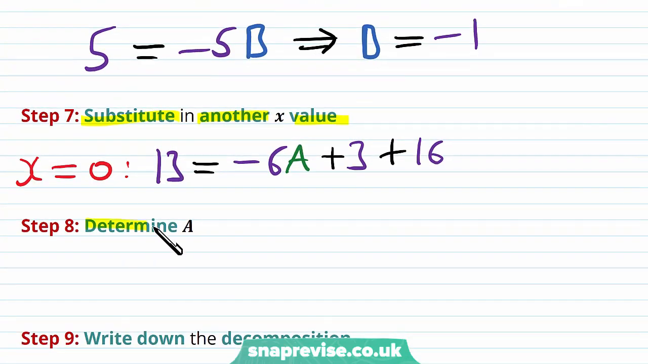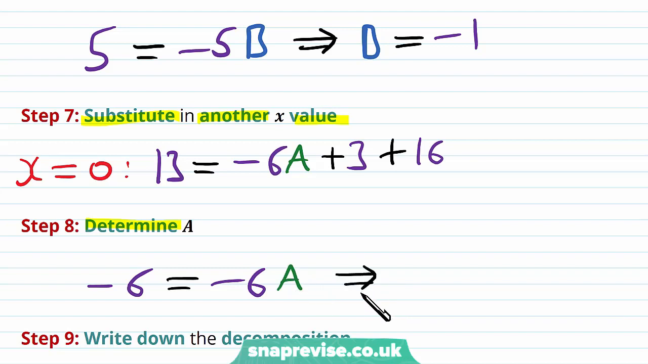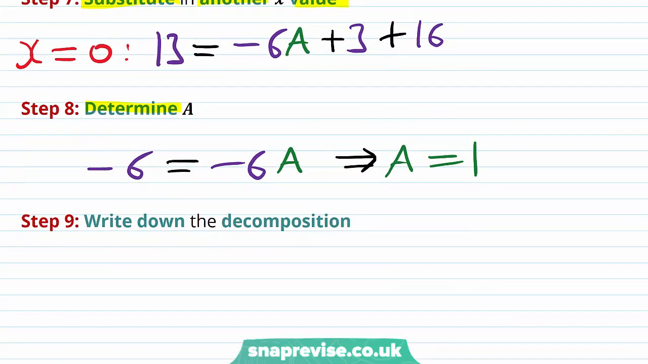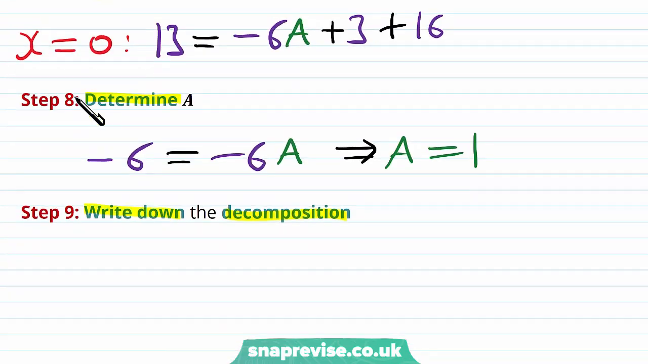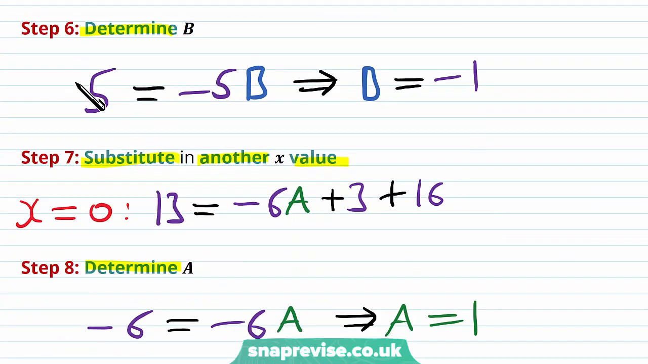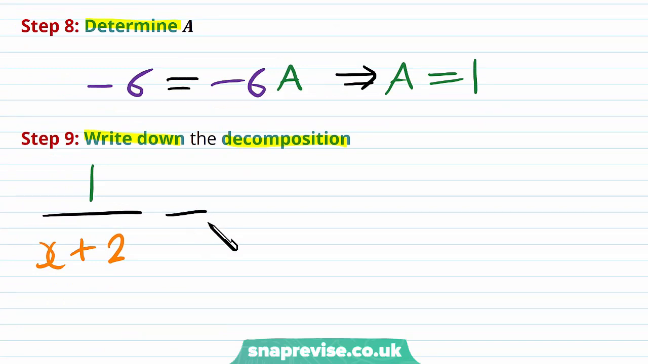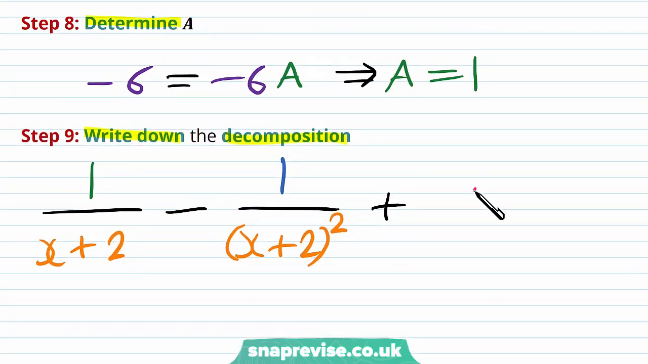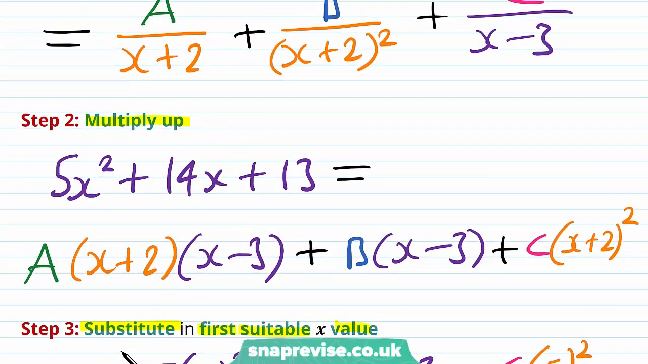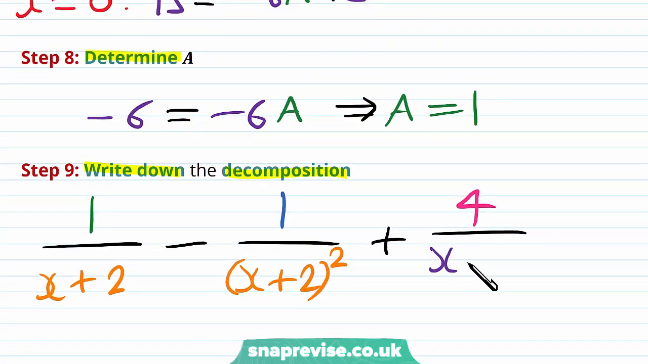Our eighth step is to determine the value of A. By putting all the constants on the left-hand side, we get a minus 6, and then this is equal to minus 6A. And therefore, the value of A is 1. Our ninth step is to write down the decomposition. By the form of the decomposition, we have an A to go first, which is a 1, and this is over just the linear term on its own. And then we have a B, which is minus 1. So we put the minus outside, and we get a 1 up here, and this is over the linear term repeated, i.e. squared. And then we have our plus C. Well, C is 4, and this is over the other non-repeated linear term, which in this case is x minus 3. And this is the decomposition.